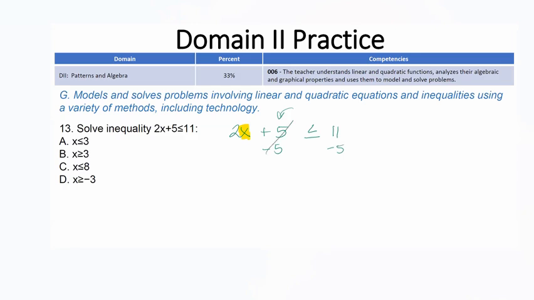That's 0 out. So this leaves me 2x, and on the right side 11 minus 5, that's 6. Now divide by 2, divide by 2. X is less than or equal to 6 divided by 2, which is 3. Now, if you look at my sign here, it is a positive, so I will keep this inequality. It's not going to flip because my sign there was a positive. So my answer here is letter A.